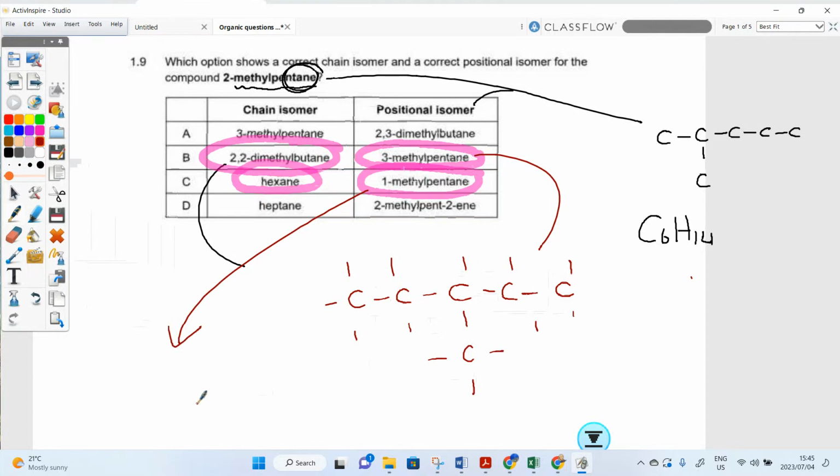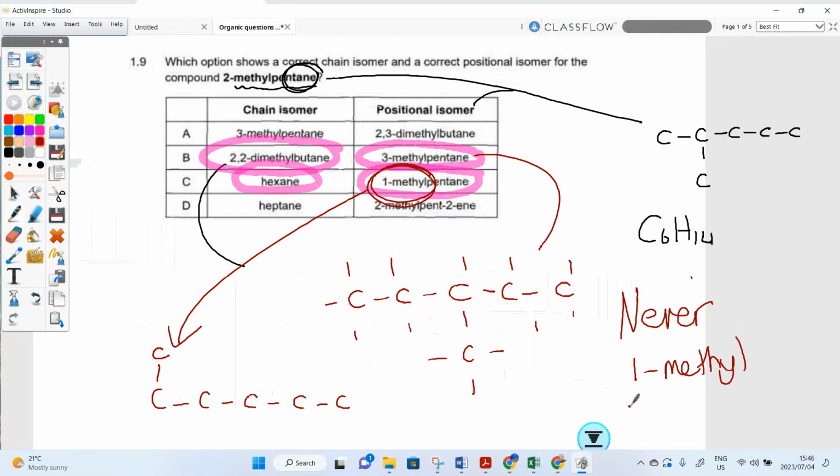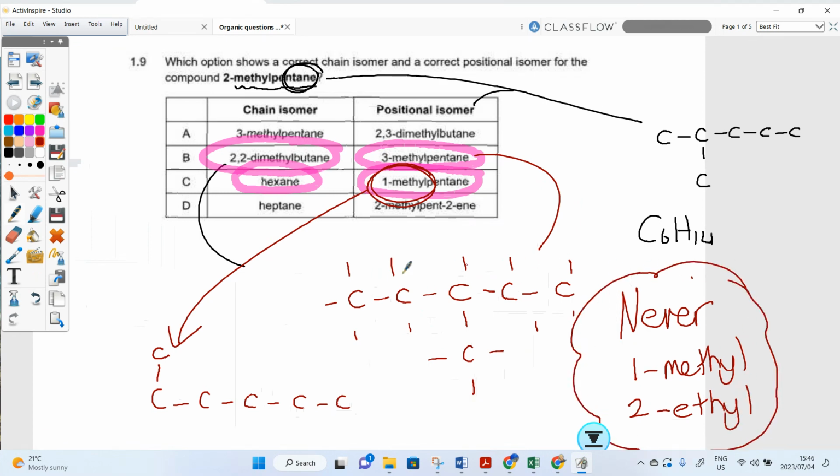Now we're going to draw 1 methylpentane. 1, 2, 3, 4, 5. Where must the methyl group go? On the first one. Can you see what's happening? Yes, it becomes your longest chain. Guys, please don't fall in this trap in the test. You are never allowed a 1 methyl because that makes your chain longer. Okay, make a big note for yourself: never 1 methyl or 2 ethyl. They are never, ever, ever allowed because they will make your chain longer.